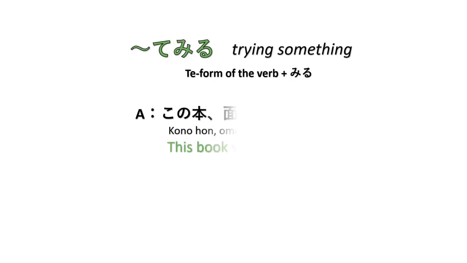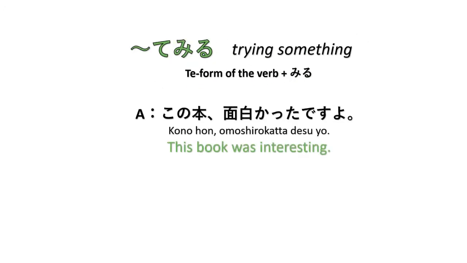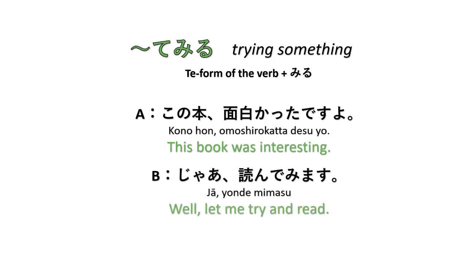Okay, we have other examples. Kono hon omoshirokatta desu yo. This book was interesting, you know. So the answer is we want to try it. We use the verb read. So we have yomu, yonde. Yonde mimasu. Ja, yonde mimasu. Or yonde miru. Well, let me try and read.